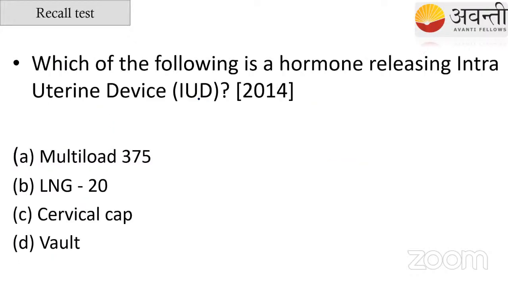Next discuss करते हैं. You can see the next question on your screen. Which of the following is a hormone releasing intrauterine device? Multiload 375, LNG-20, cervical cap, vault. And I am launching a poll for you guys. Please answer fast. You have 60 seconds to answer this question.